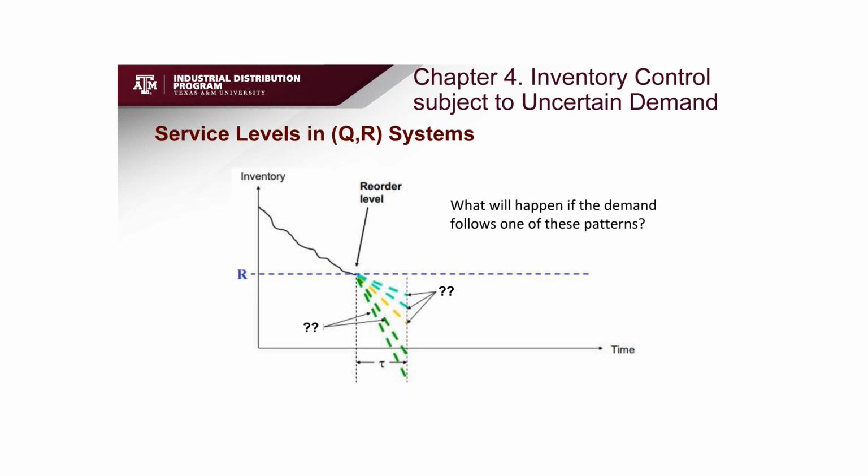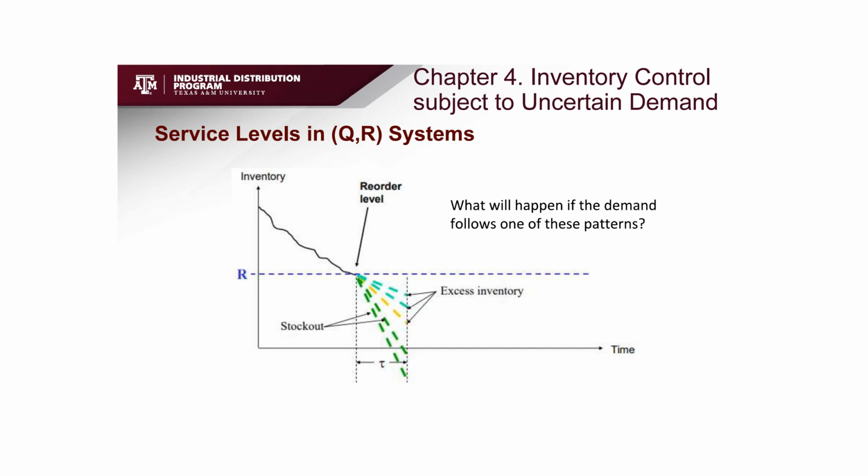Now here's the picture. The jagged line is our inventory sliding down as customers buy, and when it touches the reorder point R, that dashed line, we place an order of size Q units. But the order doesn't show up instantly. It arrives after the lead time, the stretch labeled tau. And those colored dashed lines fan out to show different ways demand might unfold. That's the whole question on the slide, right? What happens if demand follows one of these patterns? Notice all the uncertainty lives inside the lead time because that's the only stretch where we are exposed.